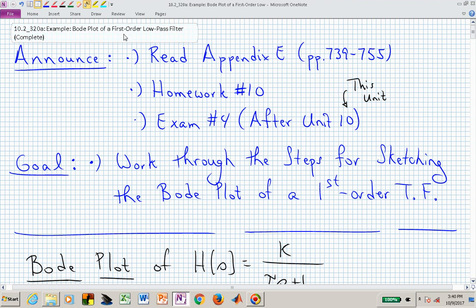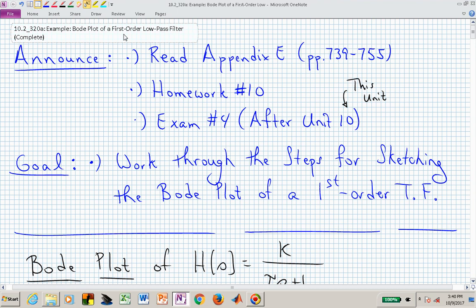Welcome back to ECE 320A. This is video number 2 in Unit 10. And again, we're dealing with Bode plots, taking your material from Appendix E. Homework number 10 is due at the end of this unit. And exam number 4 will happen after completing this particular unit, which is Unit 10.